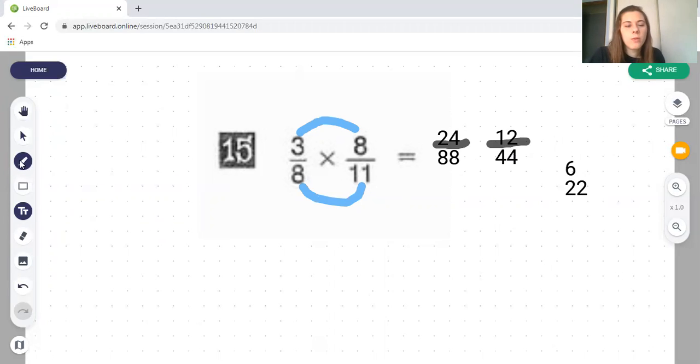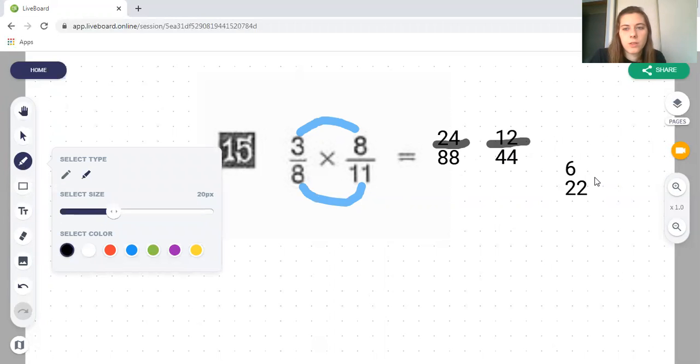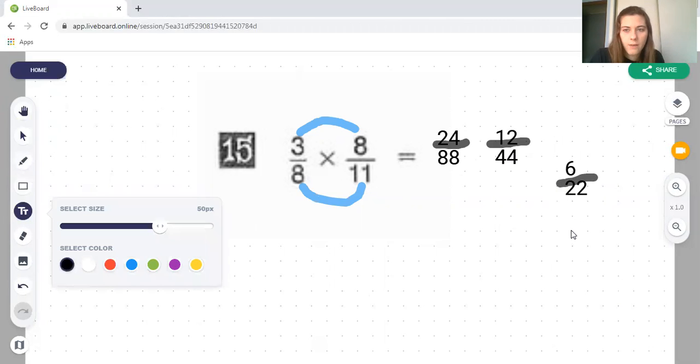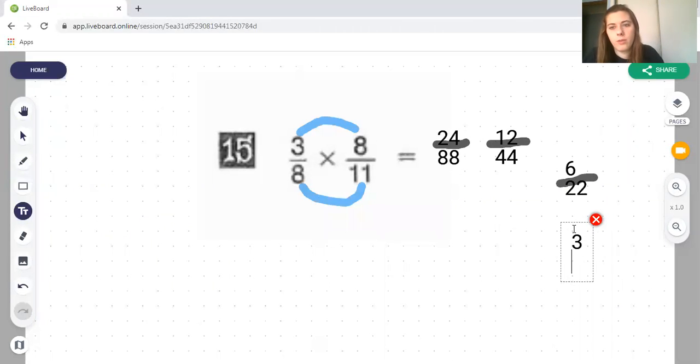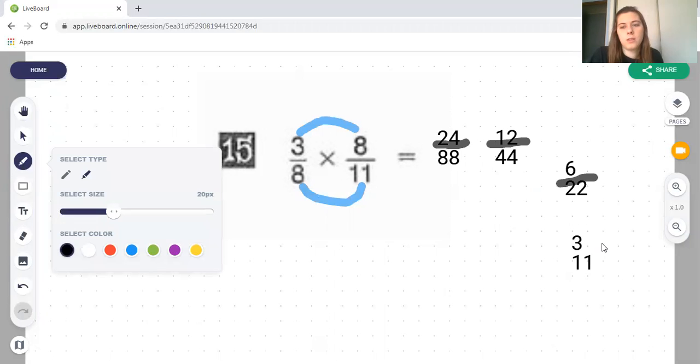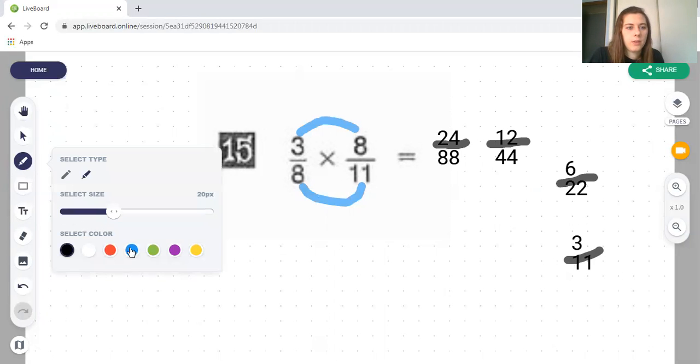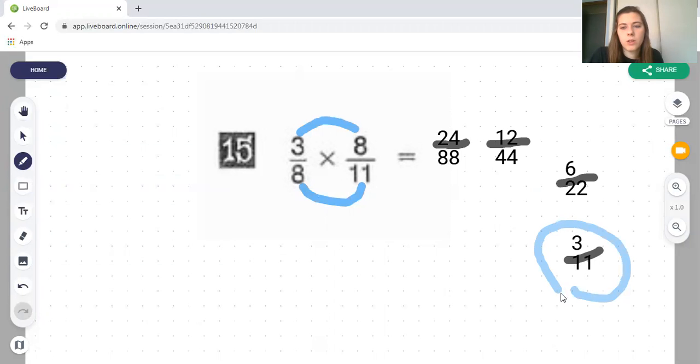And I'm pretty sure we can keep going with this. So let's divide it again by 2. So if I cut 6 in half, I would get 3. And then 22 divided by 2, I should get 11. And now we have finally done it. This is the simplest form, 3/11. So yay. All right, this was your activity for Wednesday. I believe it's activity 14, I think.